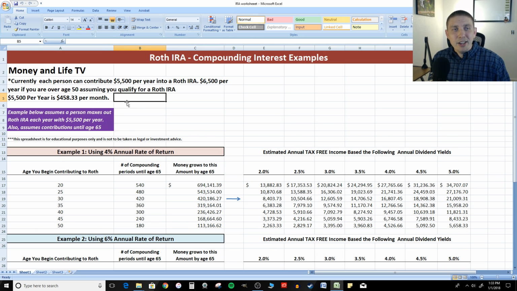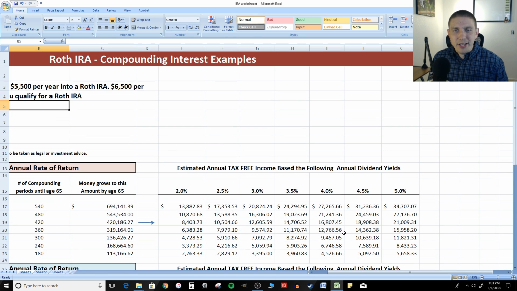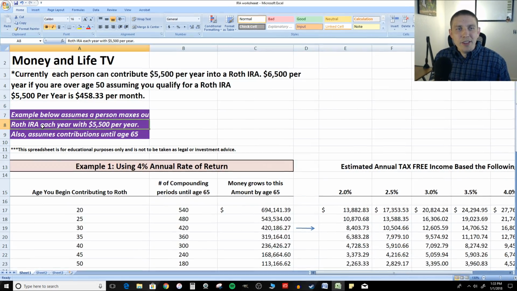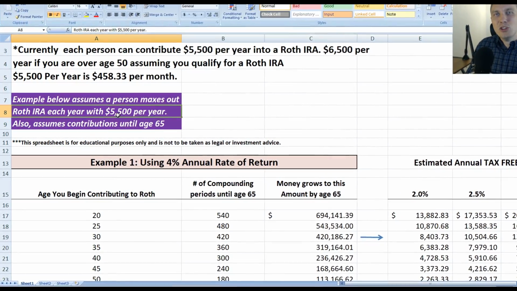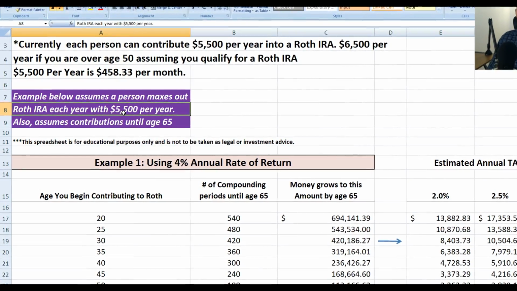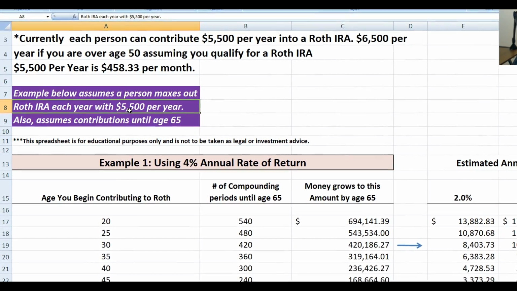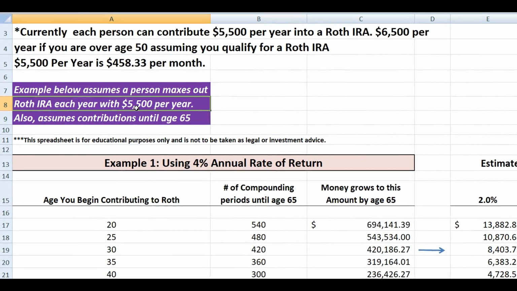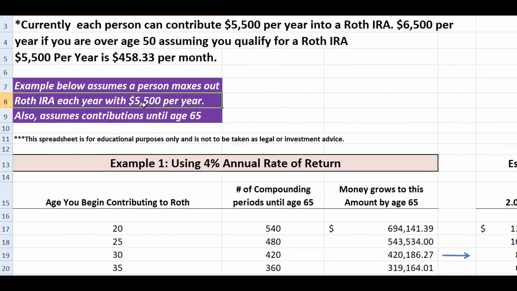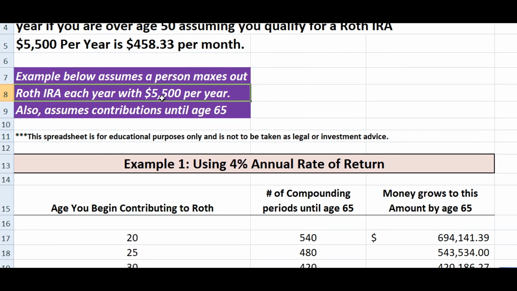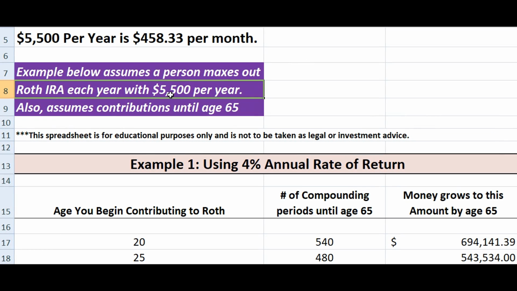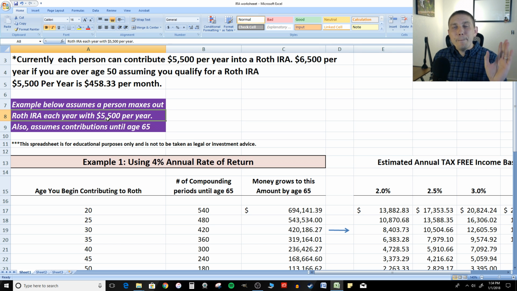And so in this spreadsheet, just so you know, we're assuming, let me get to that box I've put on here, in the examples you're going to see below, that every year a person is going to max out their Roth IRA, in each year worth $5,500, right? And also assume that person is going to contribute money to this Roth IRA until they're the age of 65 and then they stop. Technically, you can contribute to it until you're about age 70 and then you have to stop. But just for this example, we're going to assume $5,500 a year until age 65. We're going to analyze that based on various rates of return and based on various ages.